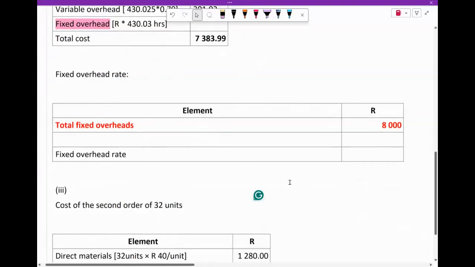Now, it says 8,000 per what? 4-week operating period, isn't it? And then you remember at the bottom there, after the table, what did they tell us?